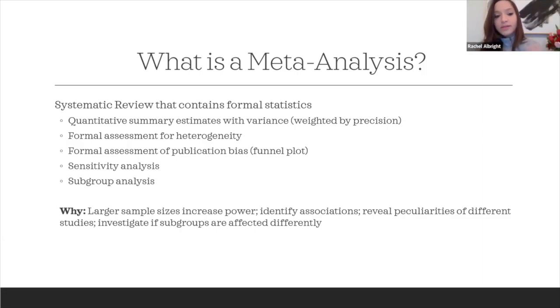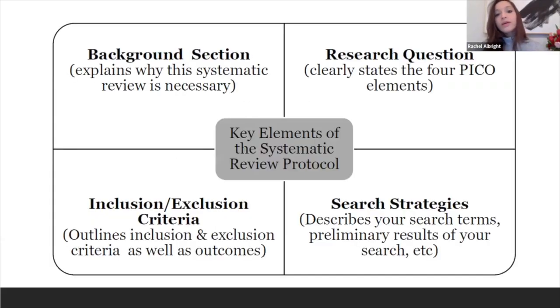So why do we do meta-analyses? The larger sample size increases the power, like we talked about. We can identify associations we didn't know there were. We can find oddities in studies that weren't apparent before, and we can investigate if subgroups are affected differently by a treatment. So this is your typical systematic review protocol. Everybody should have a protocol. It doesn't have to be exactly like this, but it should be something.